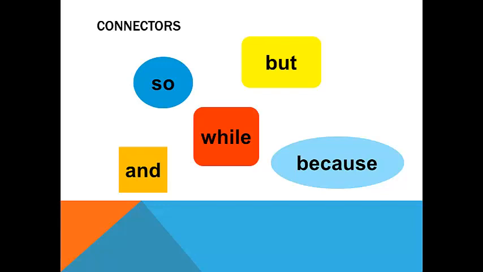So the connector because is for us to express reasons and also consequences about situations. Alright, so let's mention again the connectors from the beginning. Connector so means in Spanish, entonces. Connector but, pero. Connector while, mientras. Connector and, y. And the last one, connector because, porque.